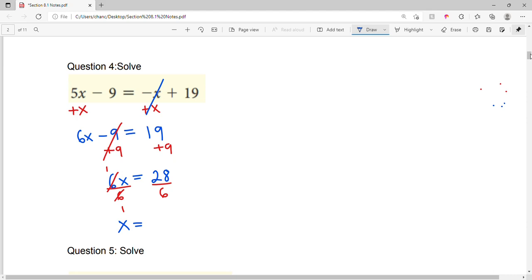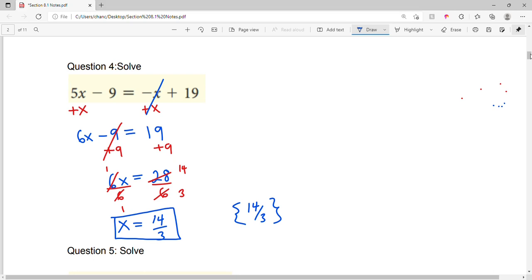What's the common factor between 28 and 6? Well, they both are divisible by 2. So let's divide the numerator by 2 and the denominator by 2. We'll divide the numerator by 2, that gives me a 14, and we'll divide the denominator by 2, that gives me a 3. Our equation now simplifies to 14 over 3, which is an excellent answer. You don't need to simplify it any further than that. 14 over 3 is a great solution.